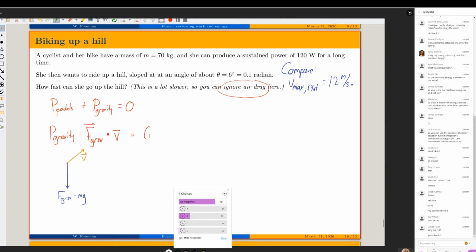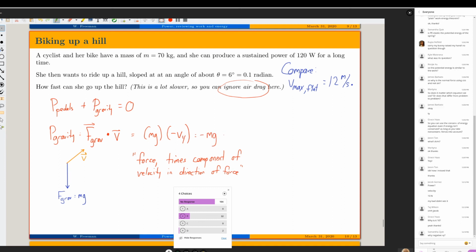this is going to be mg times minus vy, again using the definition of the dot product as force times the component of velocity in the direction of that force. This is going to give me minus mg v sine theta, since looking at this, Vy is V sine theta. Why negative? Because gravity goes down, right? So I want the component of the velocity in the direction of force, and force is in the minus y direction.